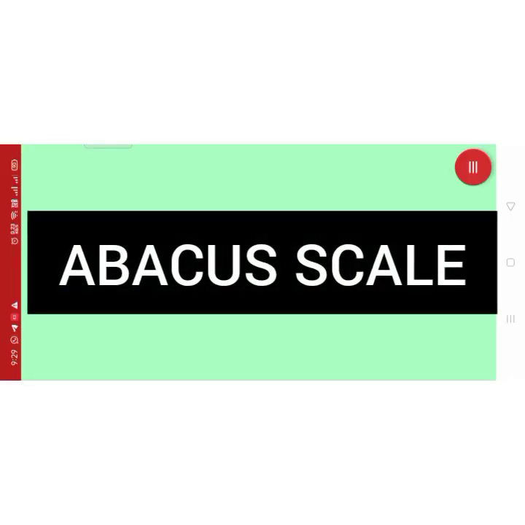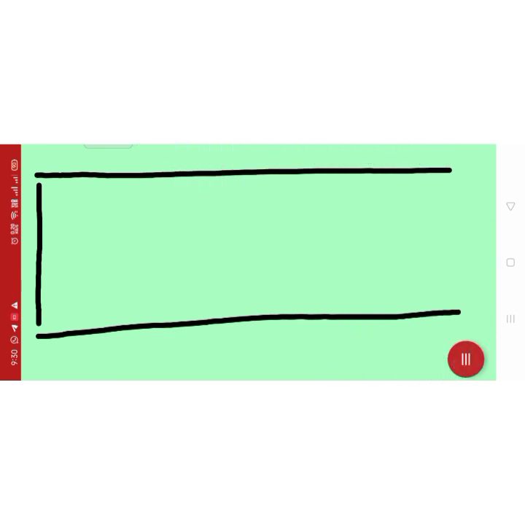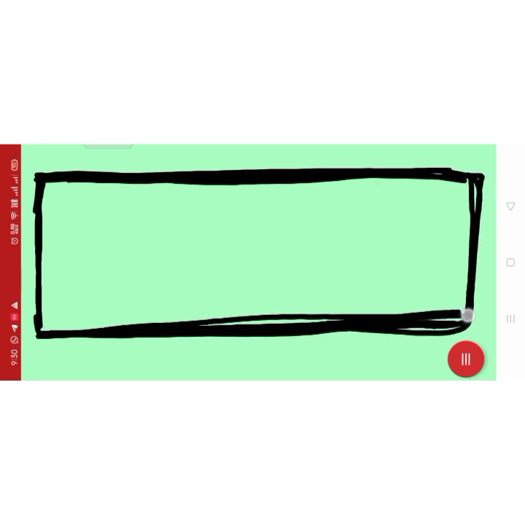Okay, children. Now, see here. I will draw the scale here nicely. Right now, I am drawing the frame. Just a minute. So, this is the frame, the outer line. Clear? Let me make it more perfect. Just give me 1 minute. Done. So, this is the frame. Clear all?